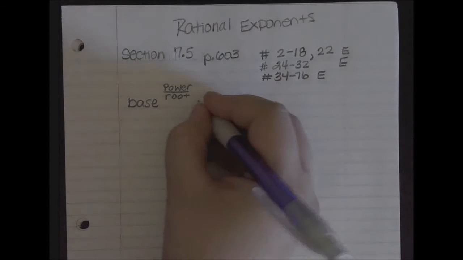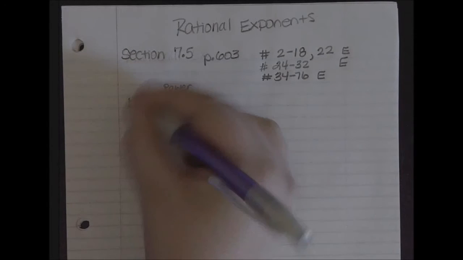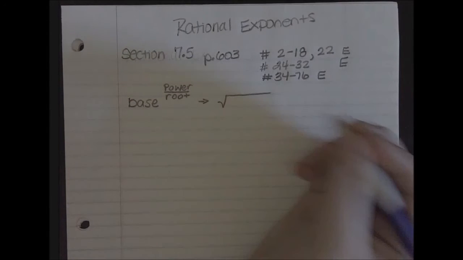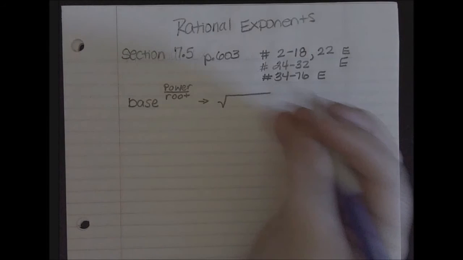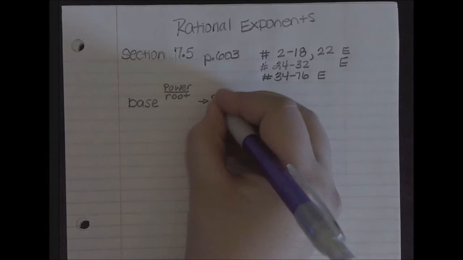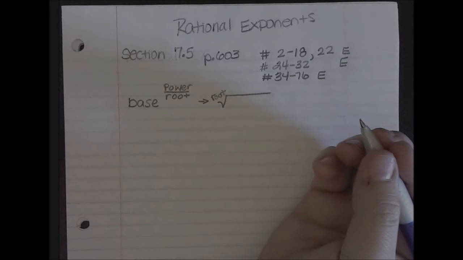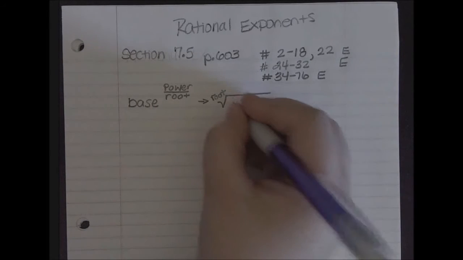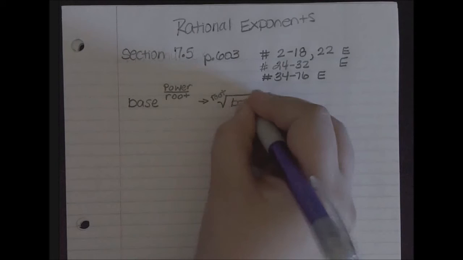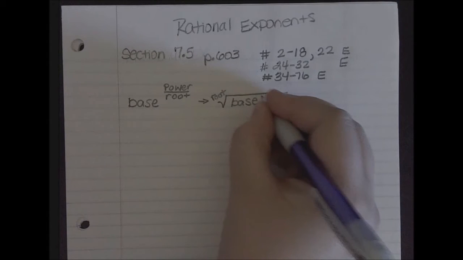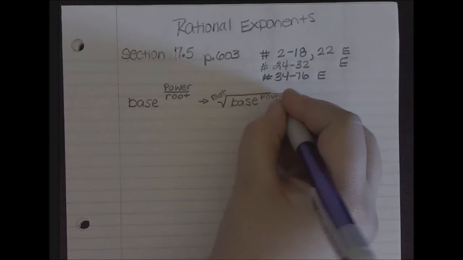So we're going to need to translate this exponential form into radical form. In radical form, this would be our root. You also should know it as the index. Your base would go down here. And then your power is your exponent to the base under the radical.